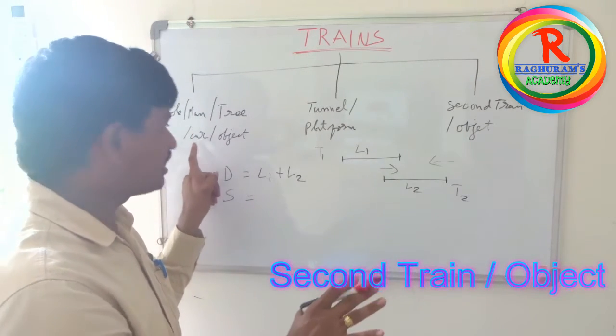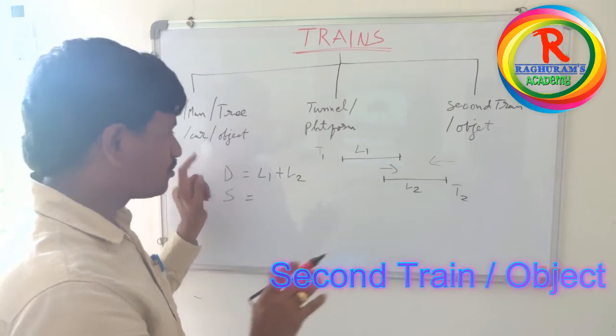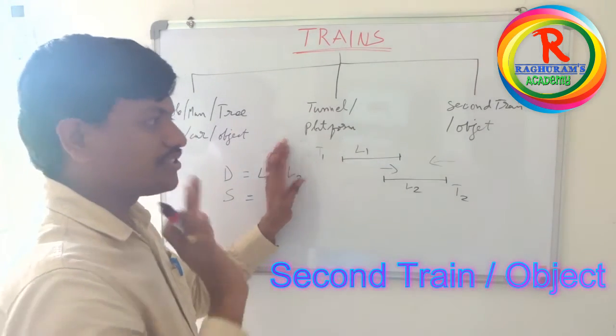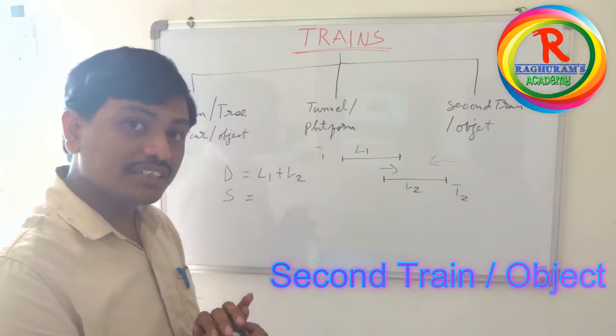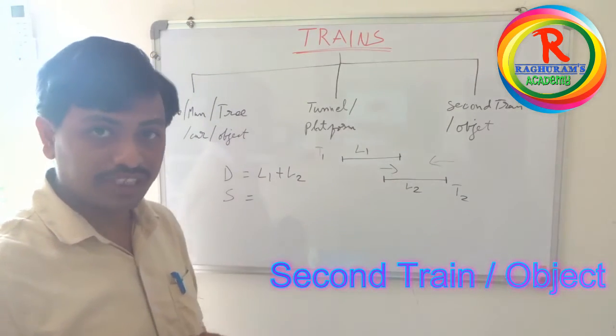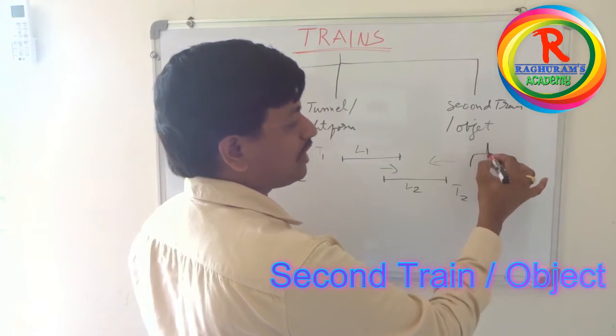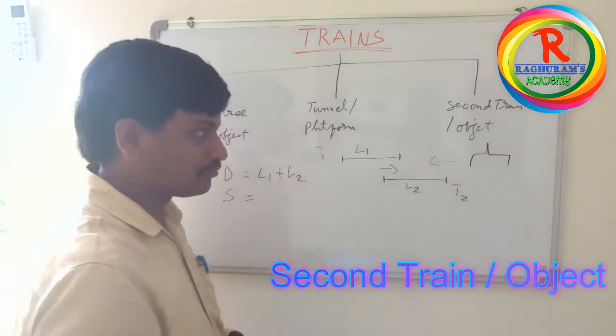Here also we take the length of the car or man as 0. So the distance will be only L1, that is the length of the train. And what is the difference here? The speed. Speed is different. Here comes two types of problems. Relative speed, we treat it as relative speed.